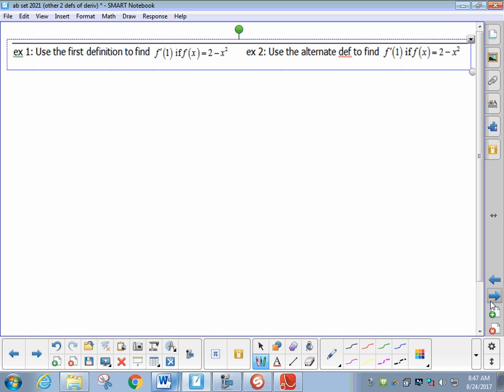This first definition at 1, that means obviously I'm going to use that single h idea of the point and that h away from it. And is this going to be at any old x or a specific point? Specific point in this case, a is 1, okay? A equals 1 here. So, can you set up the derivative for me?